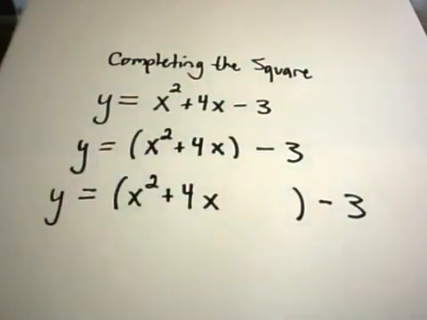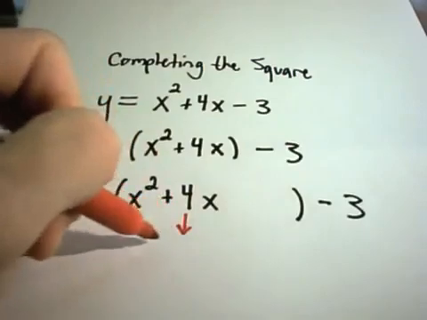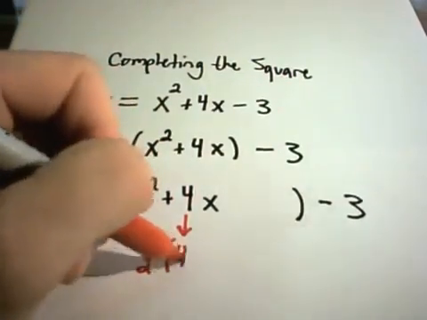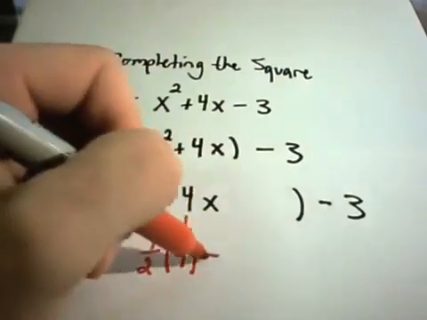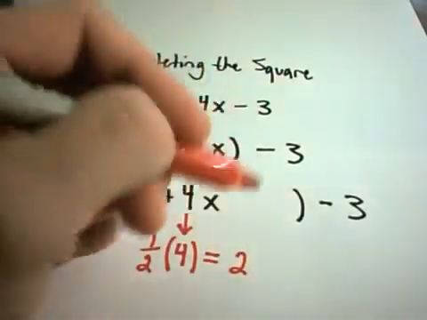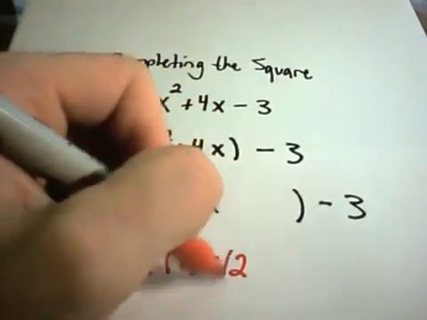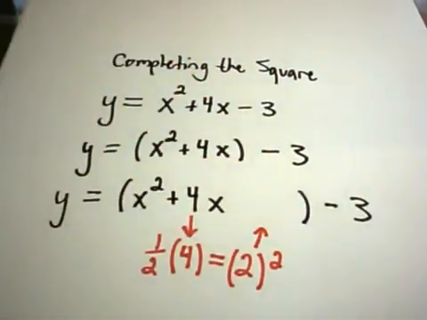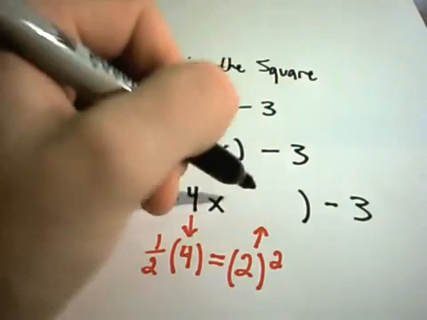Whatever the number is in front of the x term, probably should have picked a different number here, but that's okay. You take 1/2 of that number. So I'm going to take 1/2 of the number 4, that gives me 2. And then you take this number 2 and you square it. So 2 squared is positive 4, and that's what's going to go back inside of the parentheses.